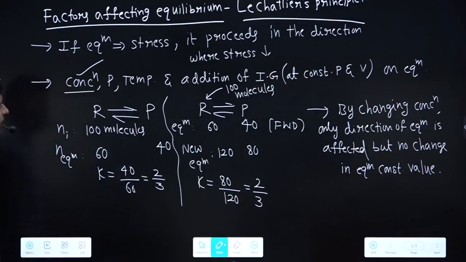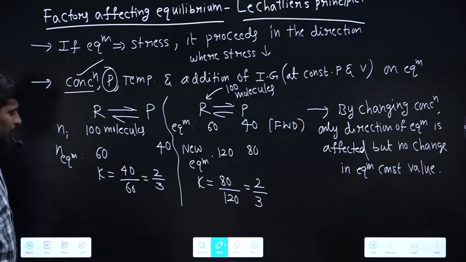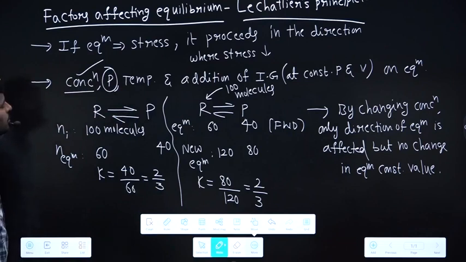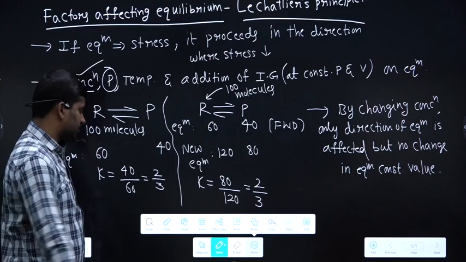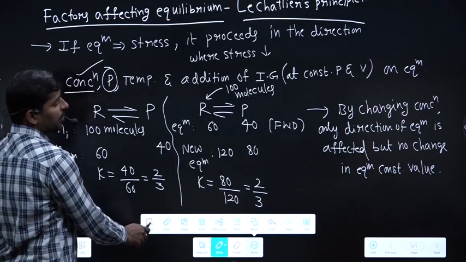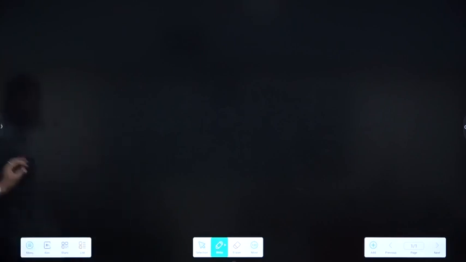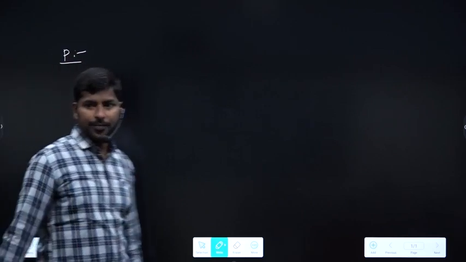Okay, that is affecting equilibrium. So the next one, pressure: what is the effect of pressure on equilibrium? Next put the heading, effect of pressure on equilibrium. Based on Le Chatelier principle, sometimes simple questions and 4 marks questions were given previously.